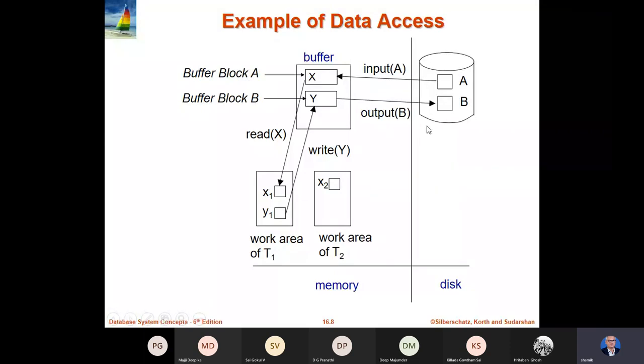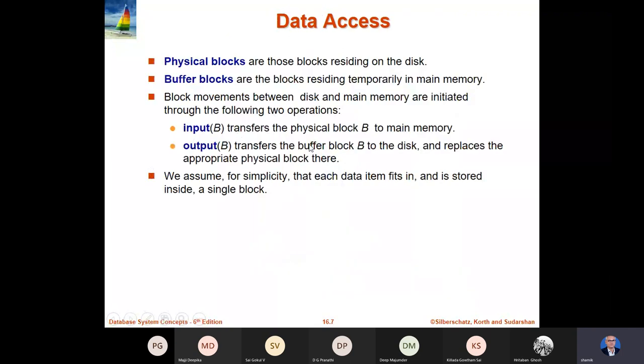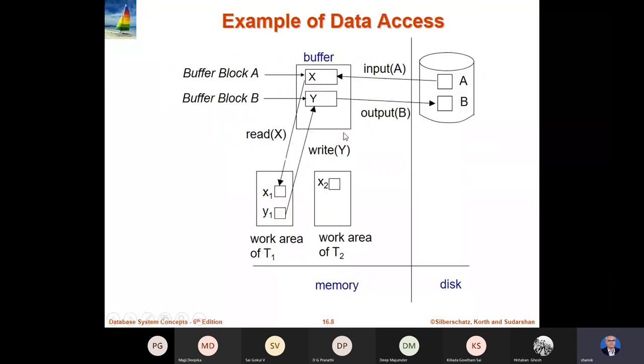And then, as we said, input takes the physical block as a parameter. If we do an input A, then this physical block A is brought from disk to the buffer block in main memory. Similarly, this is buffer block B. If we execute an output B, this buffer block B will be written to the disk block B. Let us assume that in this buffer block A there are many data items, because a buffer block could be of, say, 4 kilobyte size, depending on the size of the disk blocks. It will contain multiple data items.